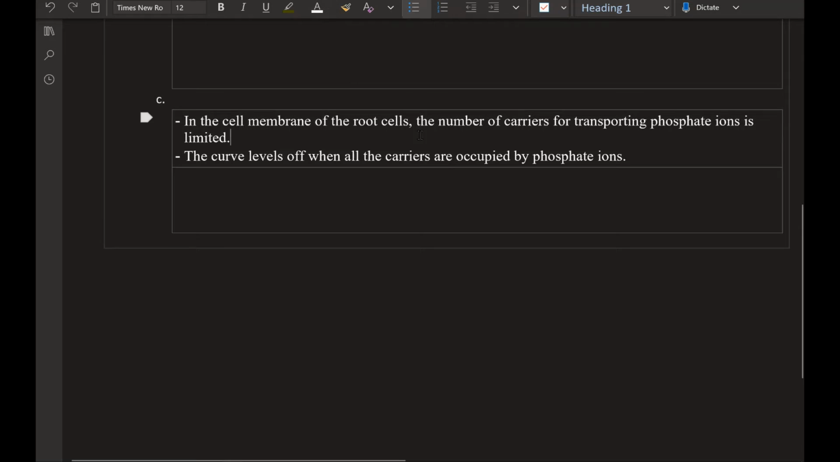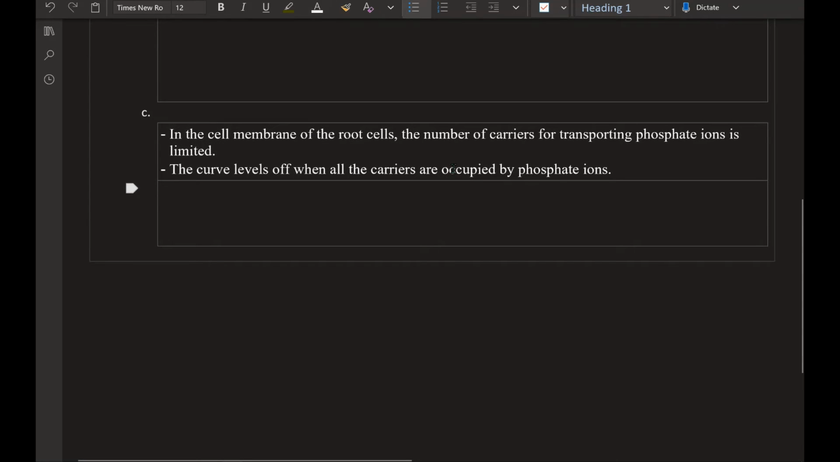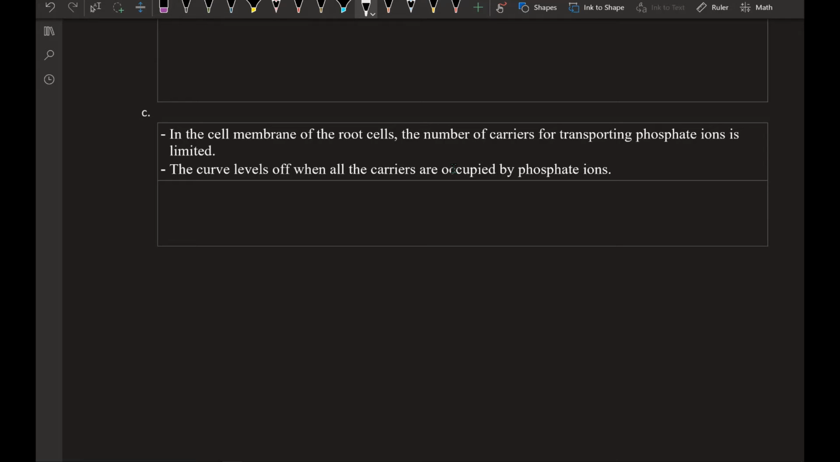In this case, I'm using the number of carriers, the carrier proteins on the cell membrane. So the number of carriers for transporting phosphate ions is limited, and therefore the curve levels off when all the carriers are occupied by phosphate ions. In that case, no matter how high the concentration is, there are no more carriers that can boost the absorption rate.